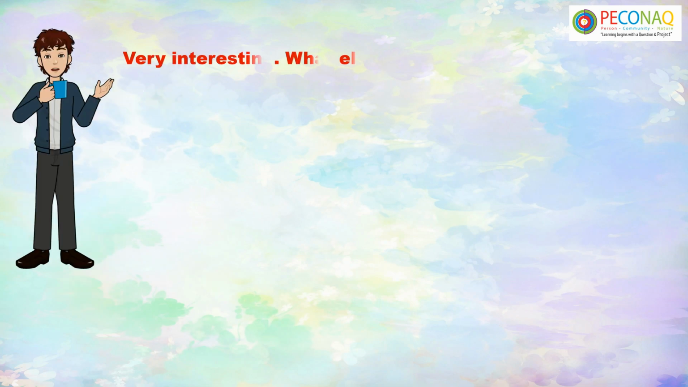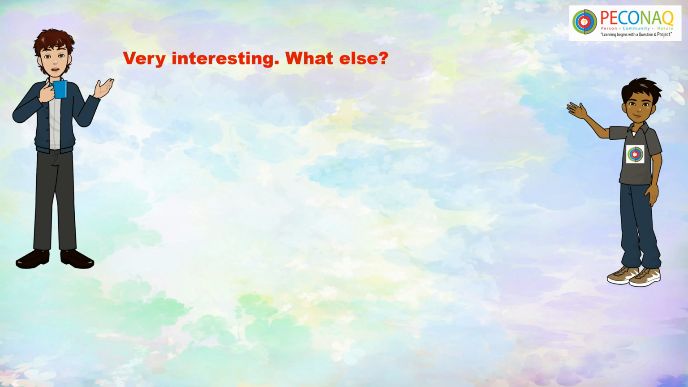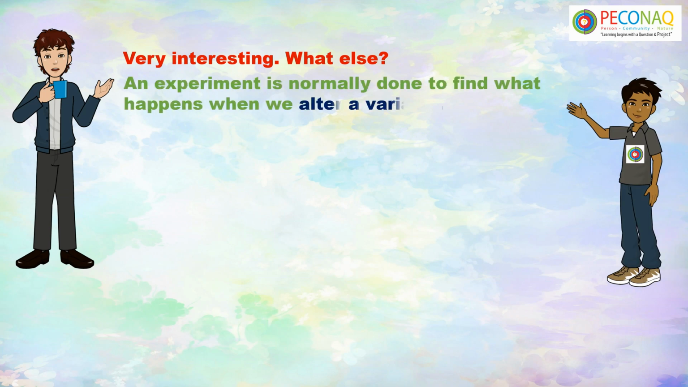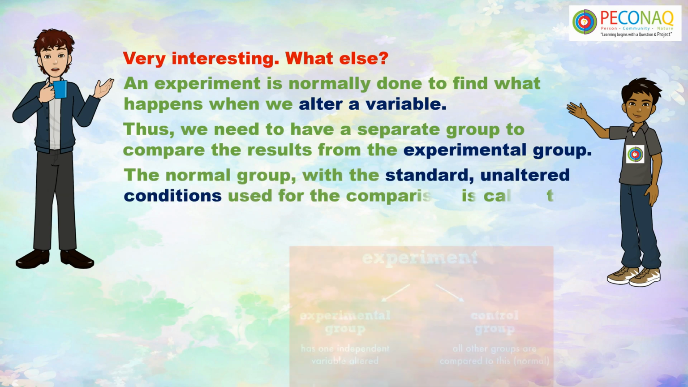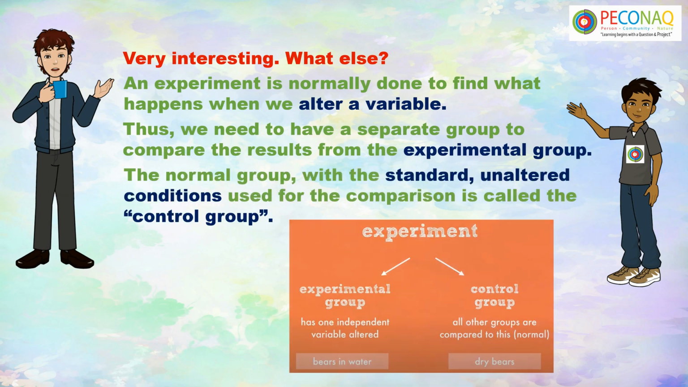Very interesting. What else? An experiment is normally done to find what happens when we alter a variable. Thus, we need to have a separate group to compare the results from the experimental group. The normal group, with the standard unaltered conditions used for the comparison, is called the control group.